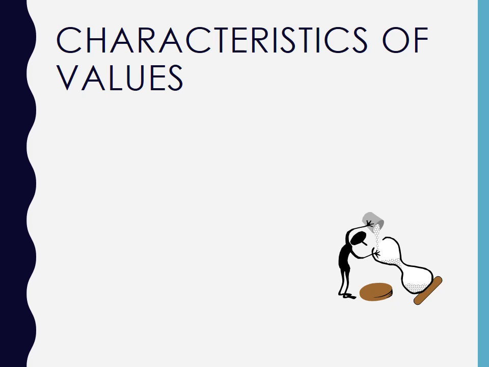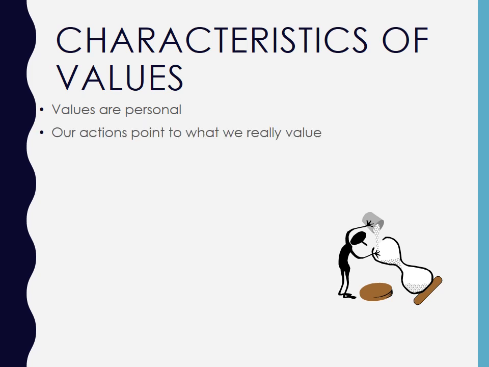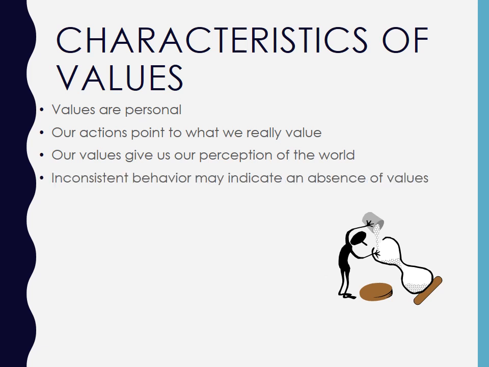Characteristics of values. What makes a value? A value is something that is personal. So what I may value, you may not, and that's okay. Your actions point to what you really value. So if you say you value something, but you're constantly doing the opposite of it, is that what you really value? Your values give you a perception of the world. Inconsistent behavior may indicate an absence of values. So if you're constantly going against what you say you value, you might not have values and you may need to reevaluate.